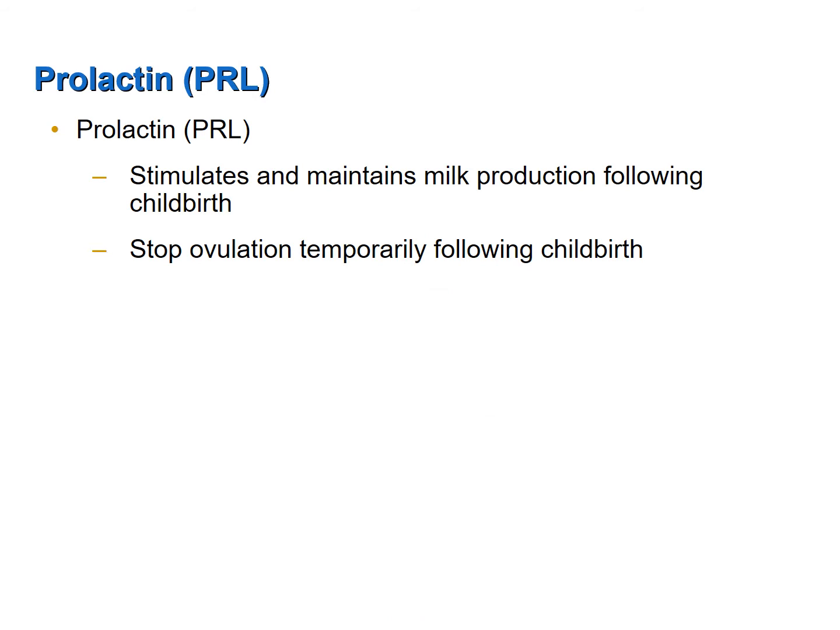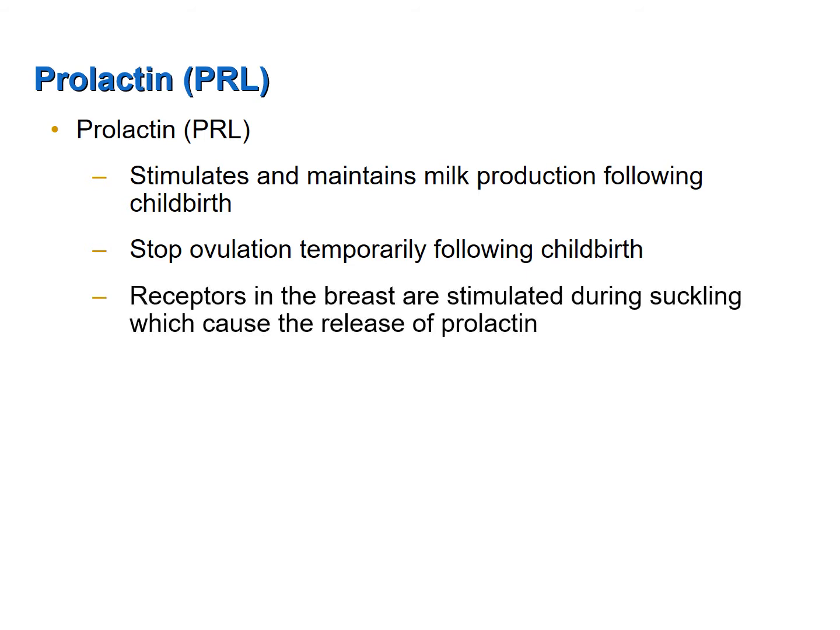Prolactin, released from the anterior pituitary gland, targets certain cells of the breast which are involved in manufacturing the components of breast milk. So prolactin stimulates and maintains milk production by the breast following childbirth. Prolactin also is involved with temporarily stopping ovulation following childbirth.